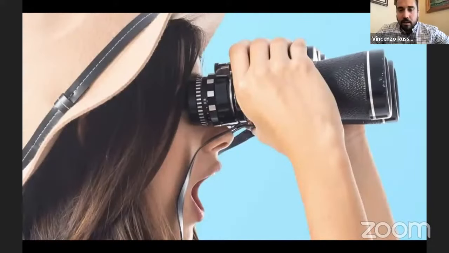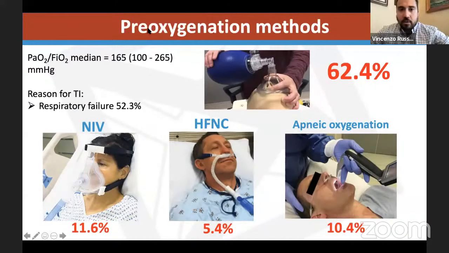Another important value also comes from the observation of practice, because this was another objective of this study, to see what people do around the globe. And focusing on the topic of today's webinar, pre-oxygenation methods, we are talking again before the COVID-19 pandemic, the most used method to pre-oxygenate patients around the globe is bag valve mask, used in more than 60% of patients, while other methods such as non-invasive ventilation, high flow nasal cannula, or even apneic oxygenation are seldom used in real life.